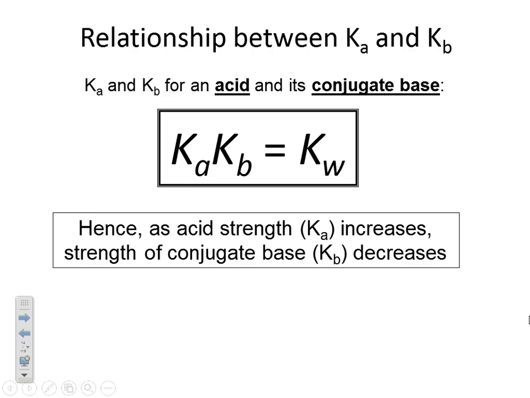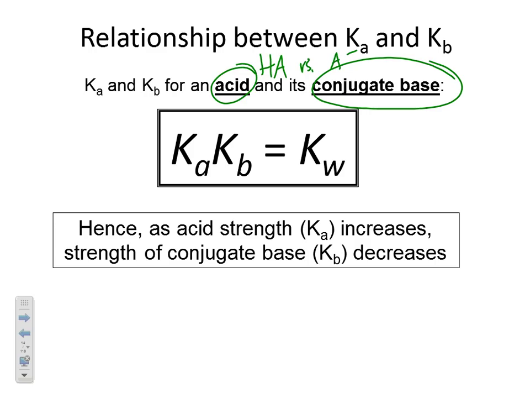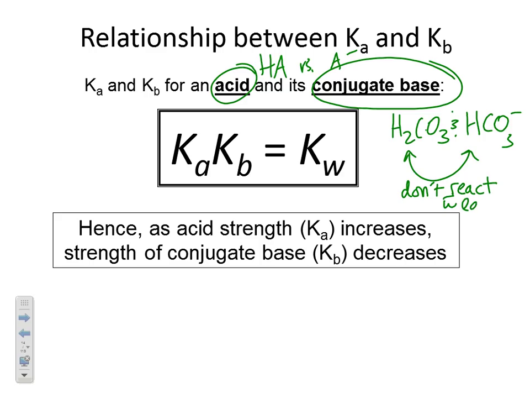There's a big relationship between Ka and Kb. So if you consider an acid and its conjugate base, so this would be, for example, HA versus A-, right? That would be an acid and its conjugate base. Or to take an actual example, we could do H2CO3 and HCO3-. Remember, acids and their conjugate bases don't react with one another. And hopefully you remember, the stronger an acid, the weaker its conjugate base.